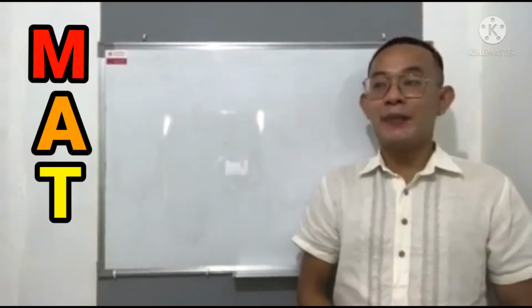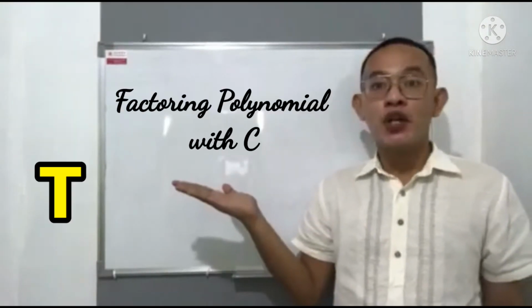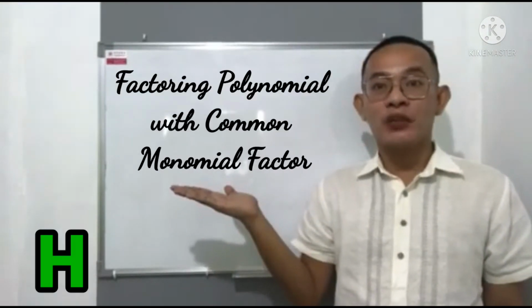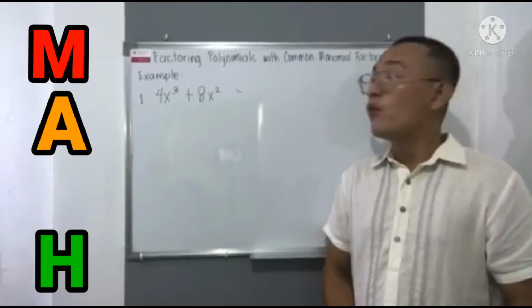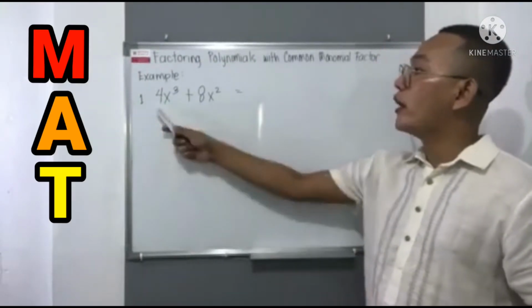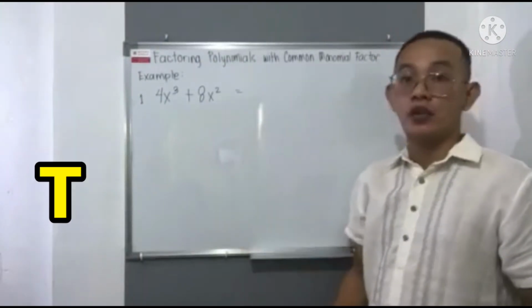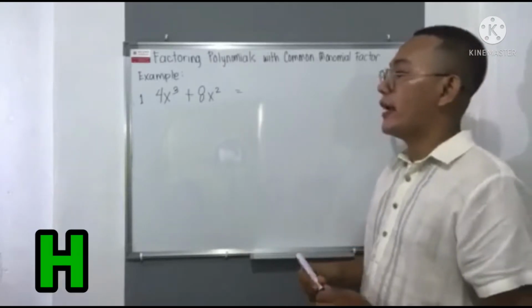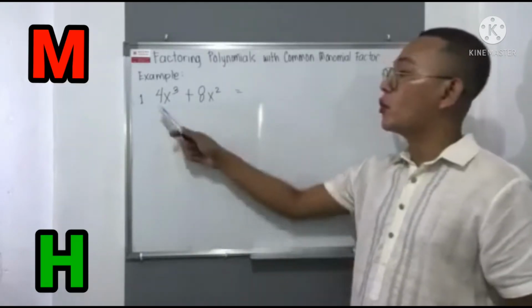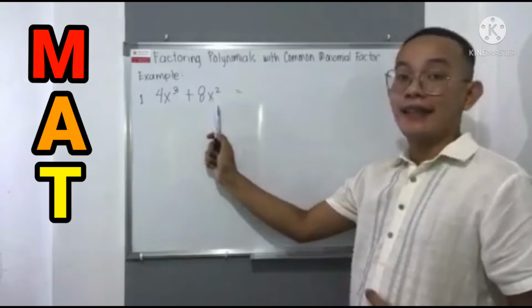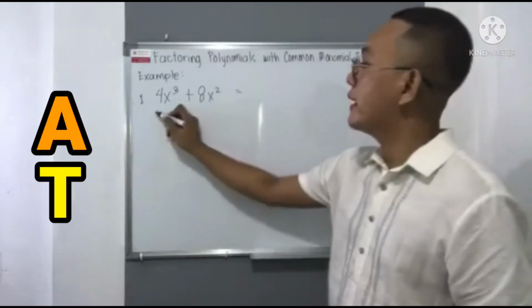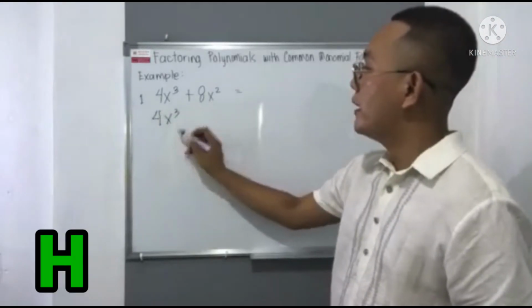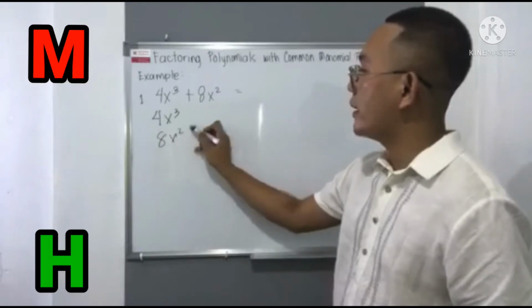The lesson for today is about factoring polynomials with common monomial factor. Okay, our first example is 4x cubed plus 8x squared. So, ang una natin gagawin is hanapin natin yung common factor ng 4x cubed at ng 8x squared. So, sulat natin yung 4x cubed and then yung 8x squared.